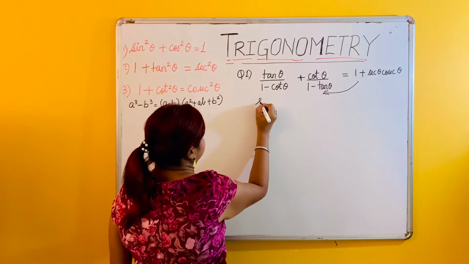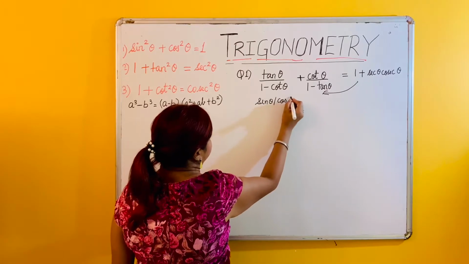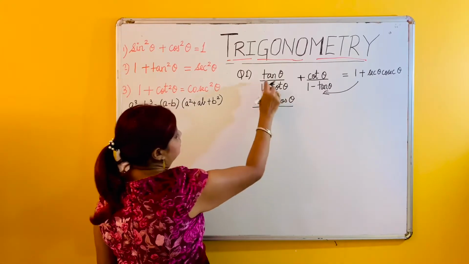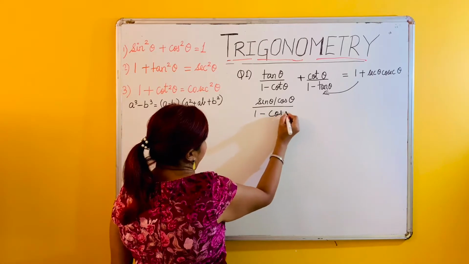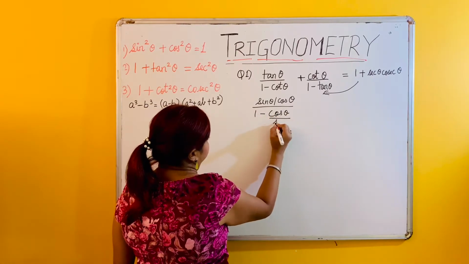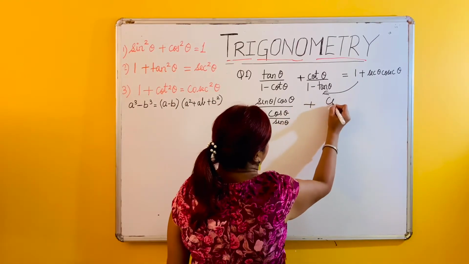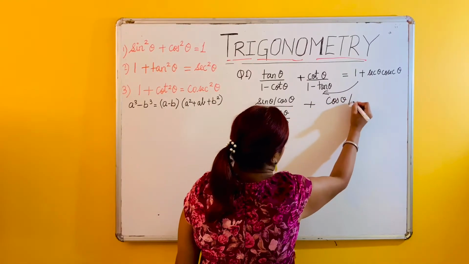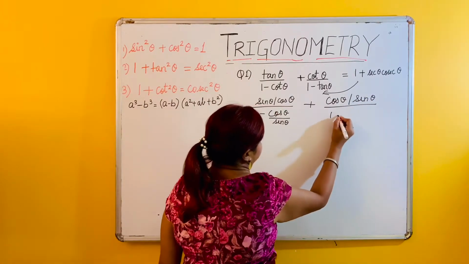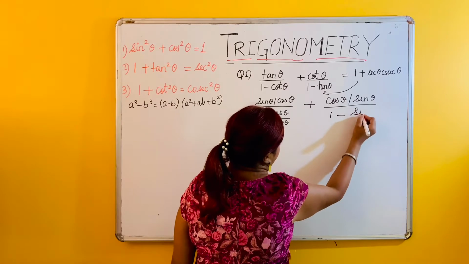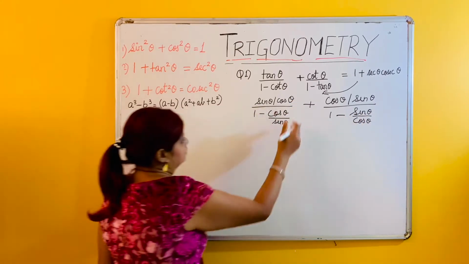Tan theta is nothing but sine. What I do is, I do it in the form of sine and cos. So tan theta is sine theta by cos theta. So 1 minus, and cot theta is cos theta by sine theta. Okay. So let's simplify this. So it is cos theta by sine theta and 1 minus sine theta by cos theta. Okay. So till here we have done.